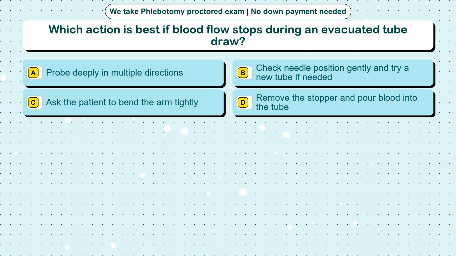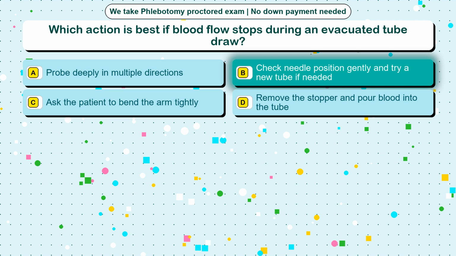Question 60. Which action is best if blood flow stops during an evacuated tube draw? Option A. Probe deeply in multiple directions. Option B. Check needle position gently and try a new tube if needed. Option C. Ask the patient to bend the arm tightly. Option D. Remove the stopper and pour blood into the tube. The correct answer is option B.